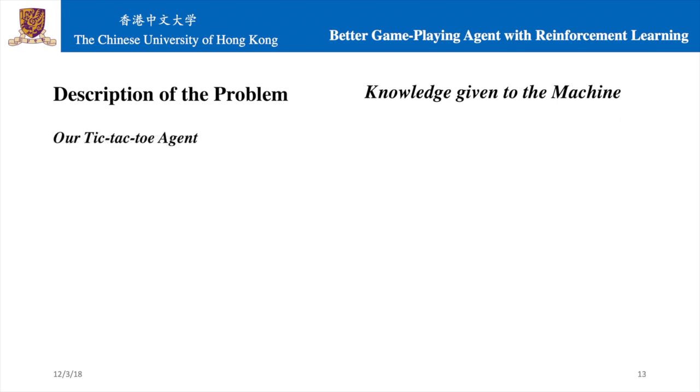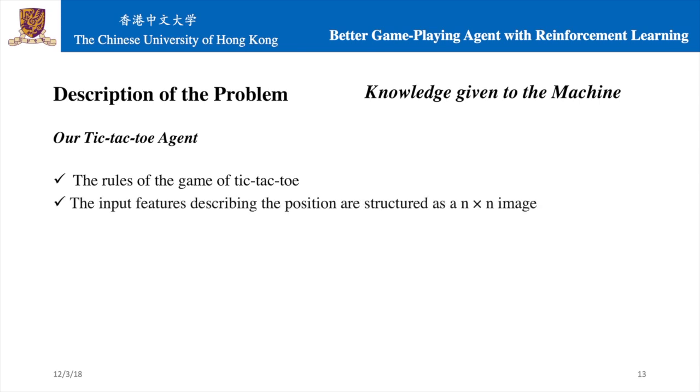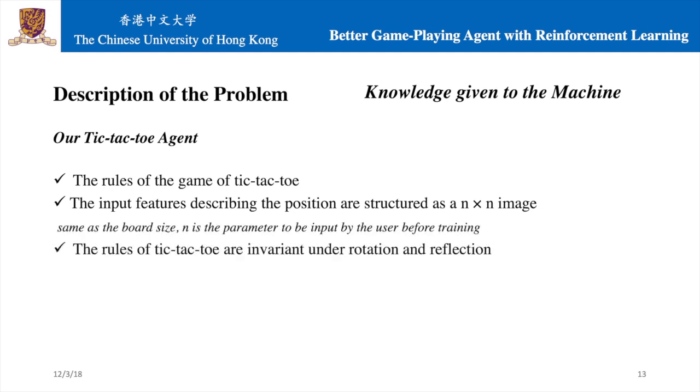So similarly for our tic-tac-toe agent, we gave the rule of the game. The input features describing the position are structured as an n by n image because we expand the board size of tic-tac-toe from 3 by 3 to n by n. And we also told the machine that the rules of tic-tac-toe are invariant under rotation and reflection. And similarly, no human manual on how to play tic-tac-toe is given.